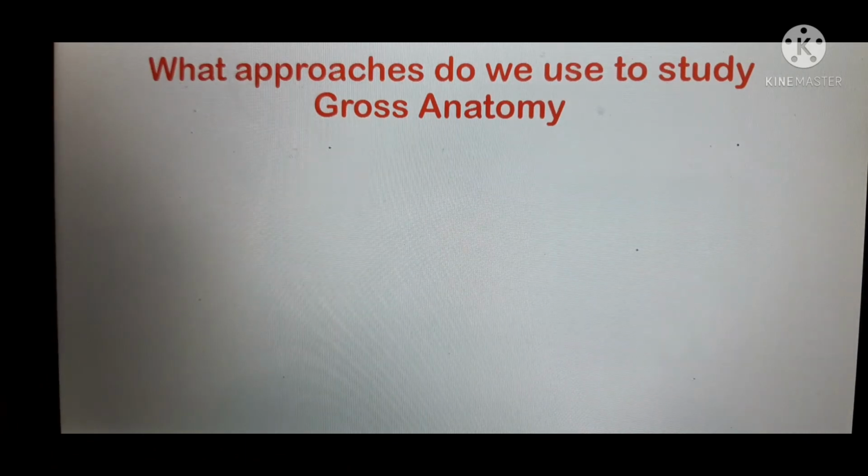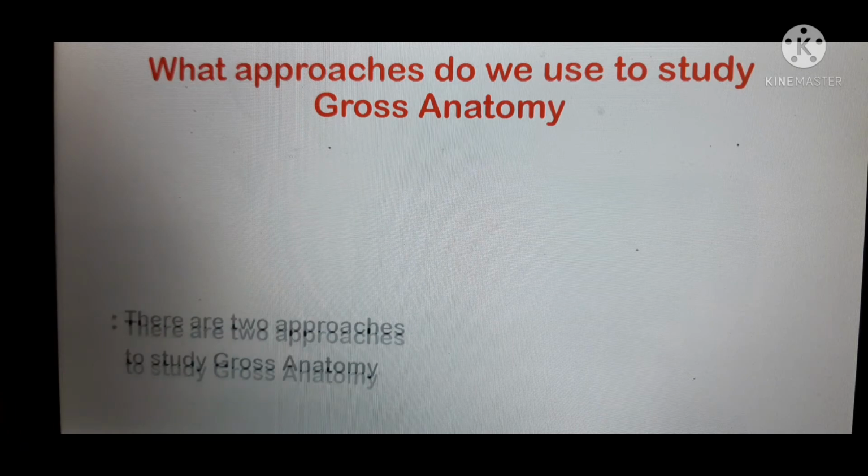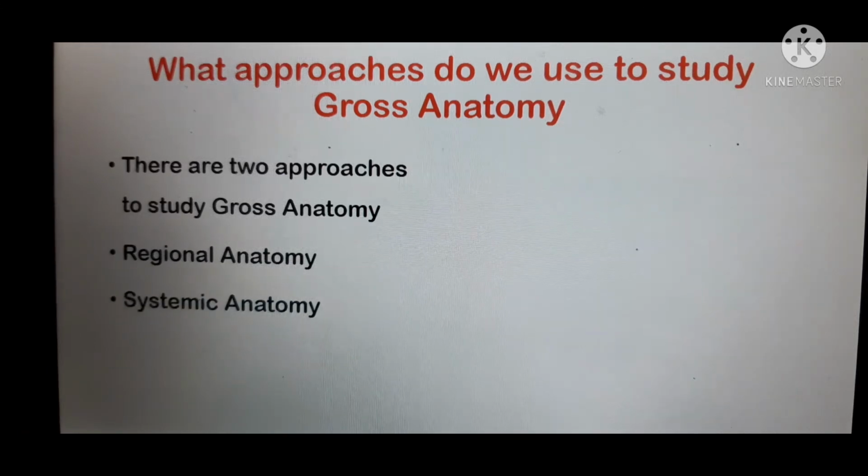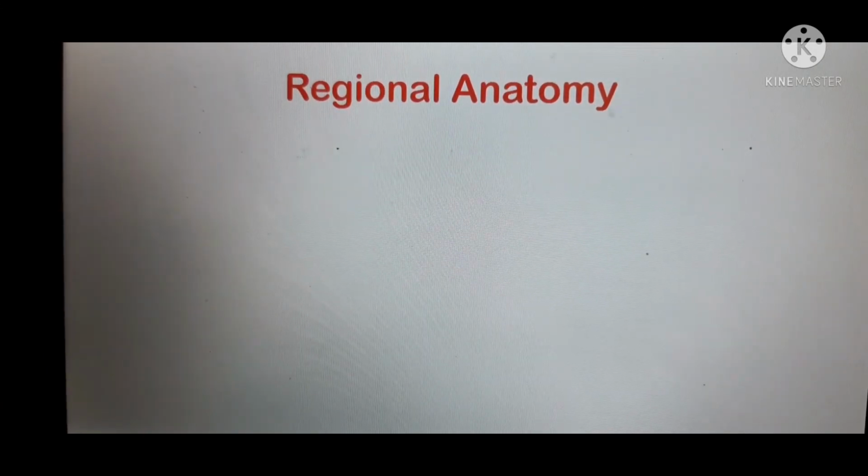Now, what approaches do we use to study gross anatomy? There are two approaches to study gross anatomy. The first one is regional anatomy and the second one is systemic anatomy. Now, what is regional anatomy? The study of the human body by region is called regional anatomy. To study regional anatomy, we divide the body into 5 major regions.